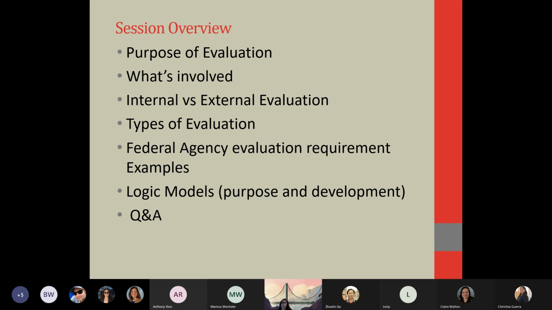Okay, so before we get started, I just wanted to give everyone an overview of what I'm going to be covering in this session. I'm going to talk about why evaluation is important and what's involved in the process. We're also going to talk about internal versus external evaluation, as well as the types of evaluation. I'd also like to cover some examples from different funding agencies, just to give you a sense of what criteria they're looking for in the evaluation section. And last but not least, I'm going to try to cover logic models. We're going to go over why they're important, and show you some examples. So hopefully they will be helpful. And then we'll hopefully have some time at the end for Q&A.